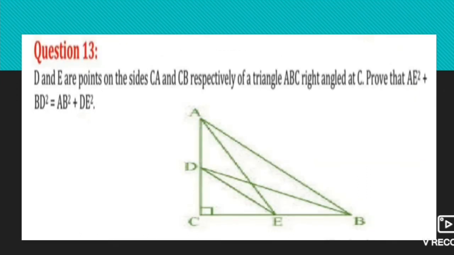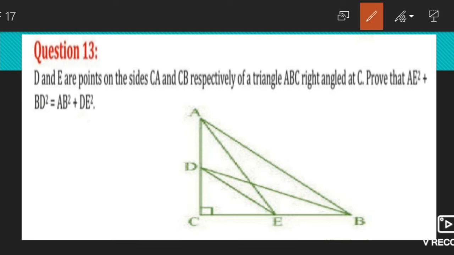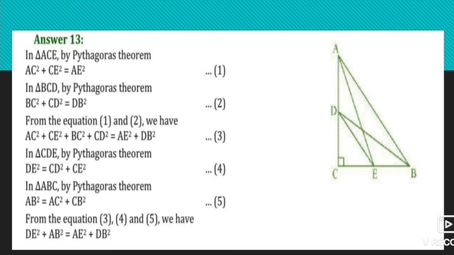Now question number 13. D and E are points on the sides CA and CB respectively of a triangle ABC, right angled at C. Prove that AE square plus BD square is equal to AB square plus DE square. So you have to prove that AE square plus BD square is equal to AB square plus DE square. Let's check the solution.